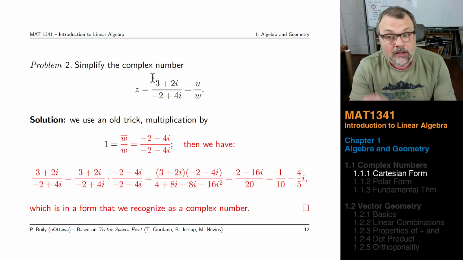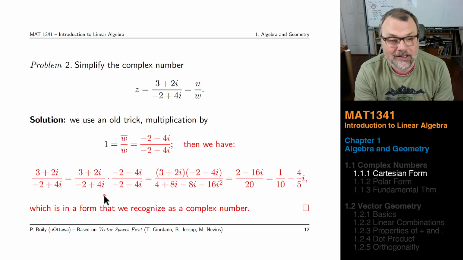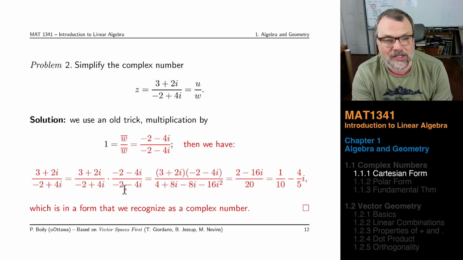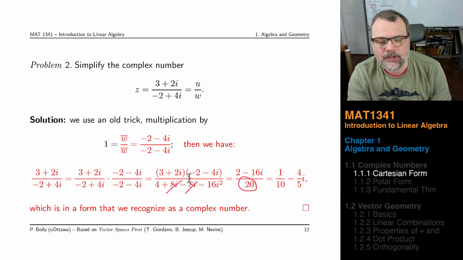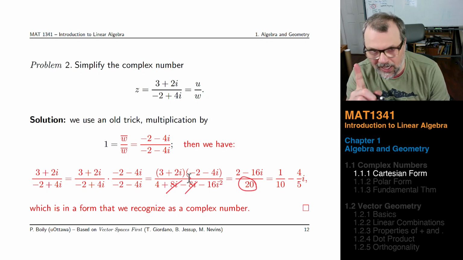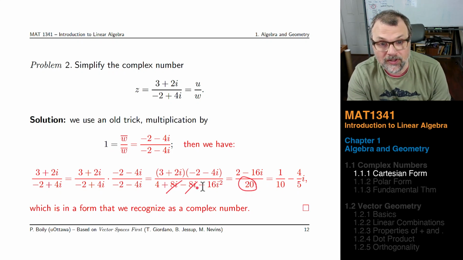I've hand-waved the fact that the FOIL on minus 2 plus 4i, minus 2 minus 4i will give you 20. Take the time to do it fully, but you see here that the terms that contain only an i will cancel out, and there's only one term that contains i squared, and you can just write i squared as minus 1, and you'll be able to get 4 plus 16, 20.